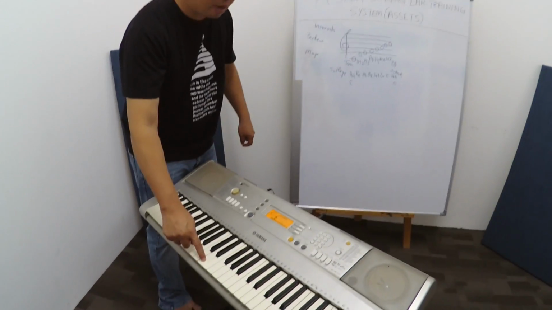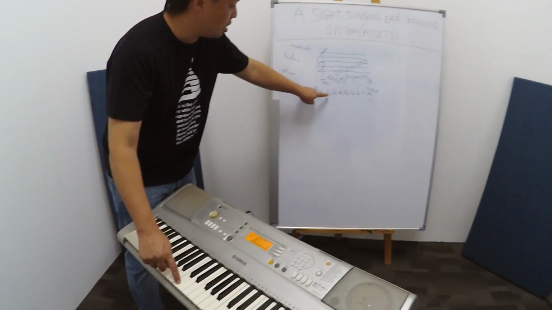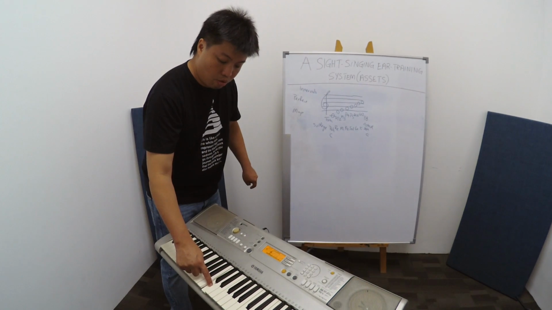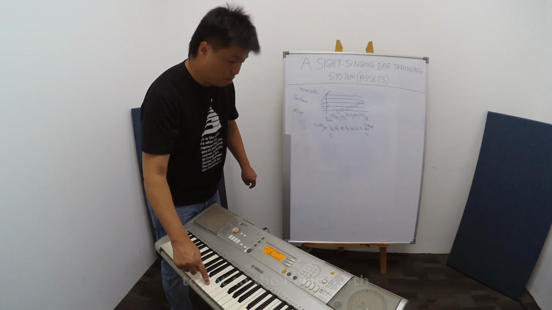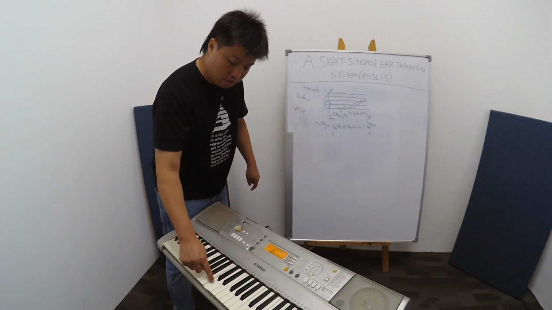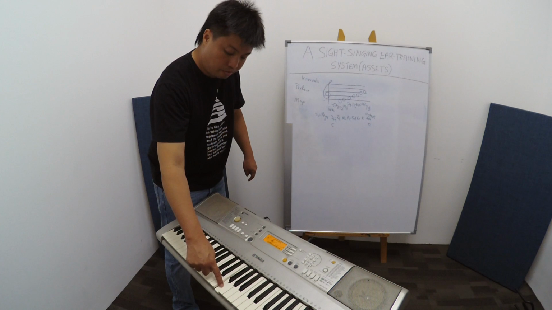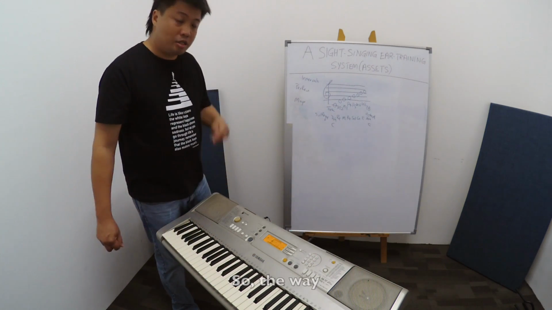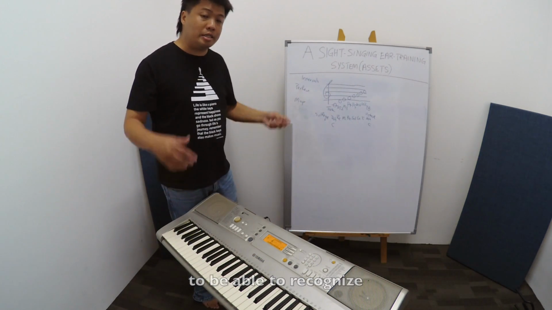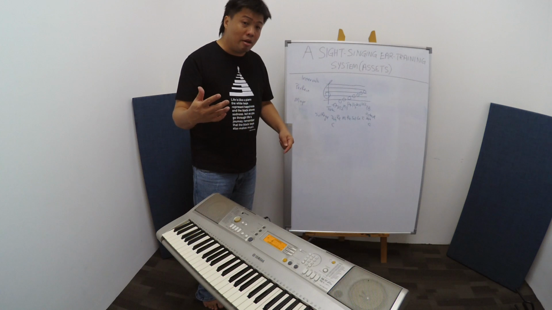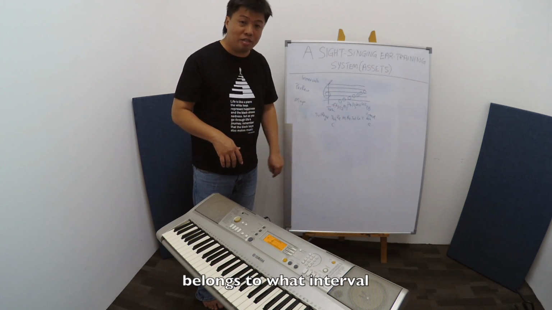Do, Re, and then to get to the major third, I count 1, 2, 3. 1, 2, 3. Do, Re, Mi, Do, Mi. To get to the perfect fourth, 1, 2, 3, 4. Or Do, Fa, and so on and so forth. So, the way to be able to recognize your intervals is to sing them in solfege and to remember what solfege belongs to what interval.